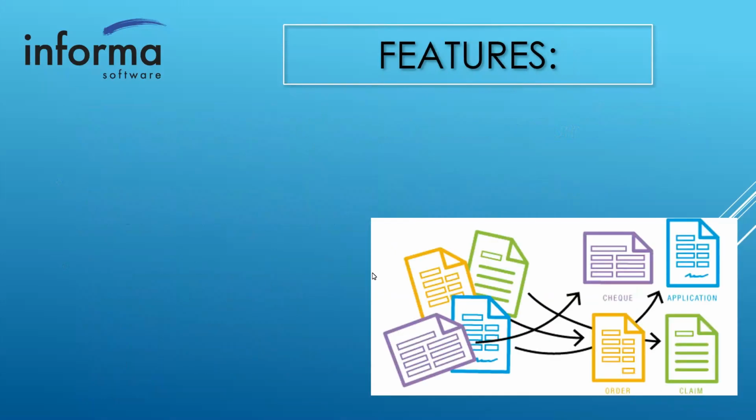Now, when we look at some of the features of advanced capture, we're talking about automatic classification. When a document comes in, it has the ability to look at a group of documents and say, okay, this is an invoice, this is a credit memo, this is a piece of correspondence, whatever it may be.